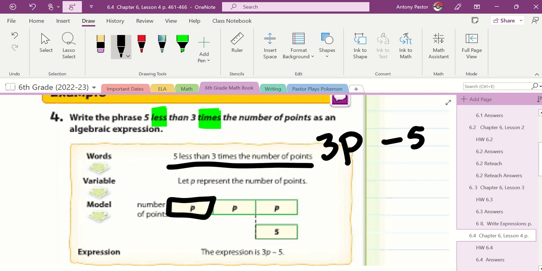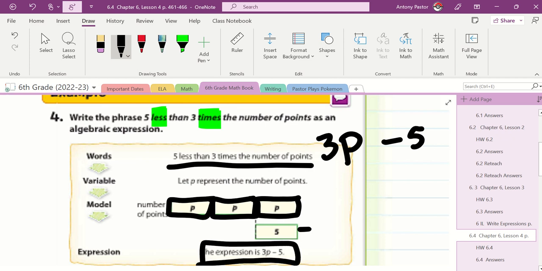Each one of these is the number of points. We're going to do 3 times it because there's 3 of them. And then we are going to subtract 5 points from that total. Therefore, the expression is 3 times P minus 5. 3 times the number of points minus 5, or 5 less than 3 times the number of points. So 3 times P minus 5.